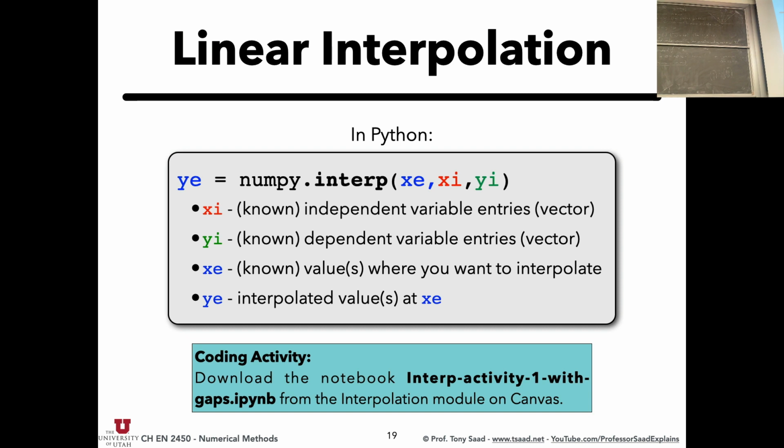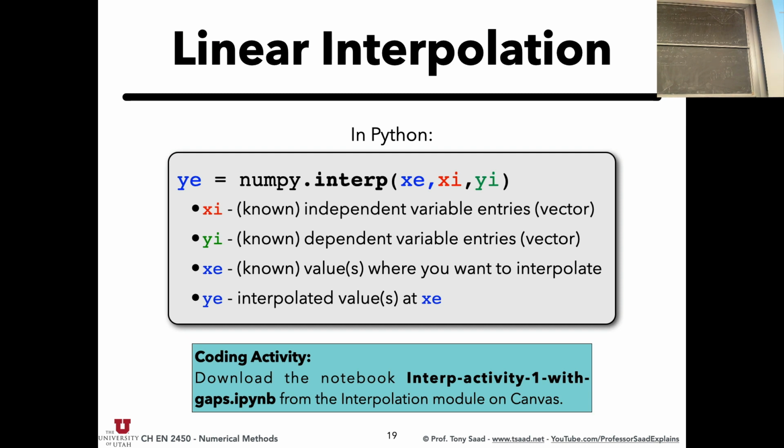Xi and yi are your input data. That's why I put an i there. So in the case of the temperature and hours of day, xi is the hours of day, and temperature are the yi's. In case of density and temperature, temperature is your xi data, and density is your yi data. Okay?